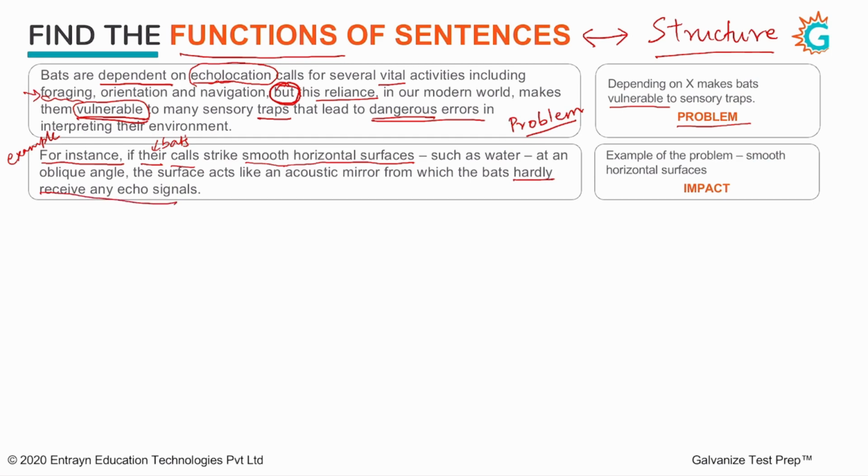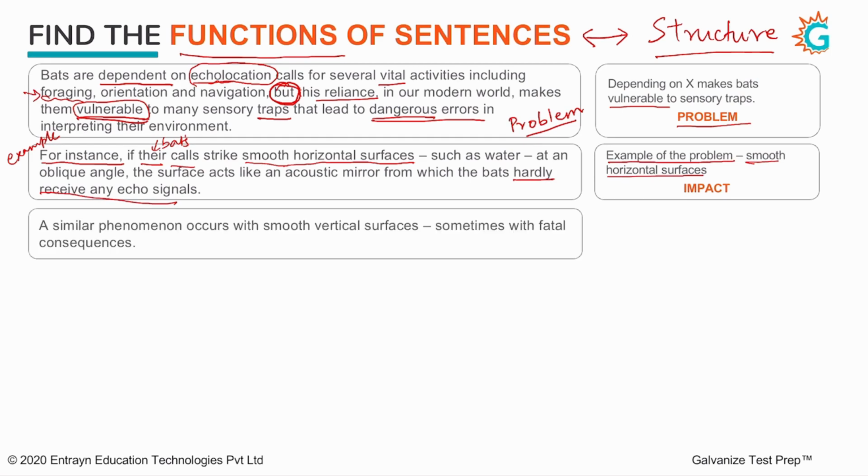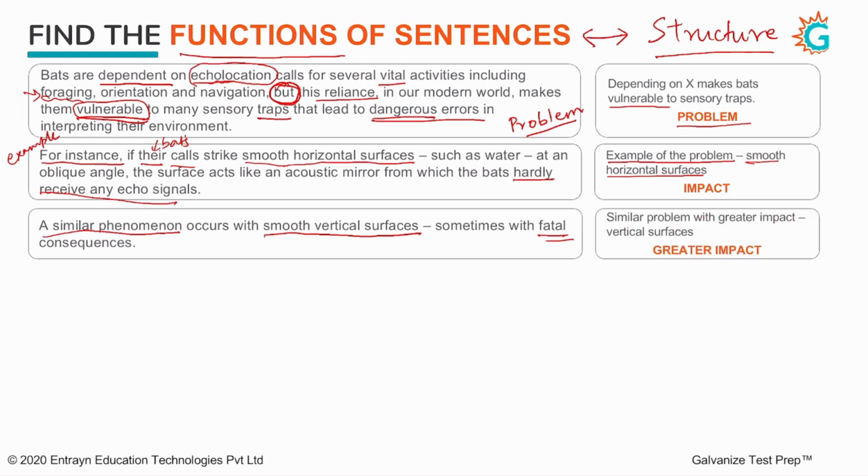Okay, so here is an example of the problem, smooth horizontal surfaces, and they also talk to you about how it impacts the bats. A similar phenomenon, that means it's yet another impact or another example, occurs with smooth vertical surfaces, sometimes with fatal consequences. That means the bats could die. Right? So here again, this is a greater impact because here the bats might even die, and that is caused by smooth vertical surfaces.